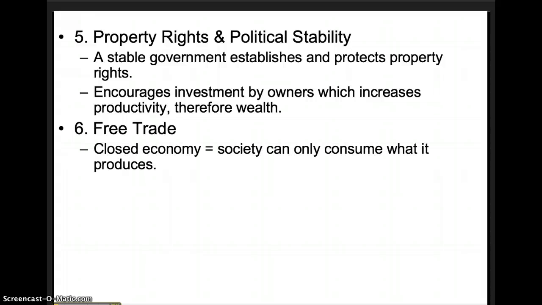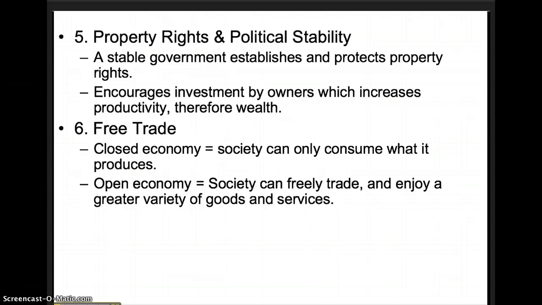A closed economy is one that does not trade with others. Therefore, the society can only consume what it produces. An open economy is an economy that freely trades with other economies without government restrictions in the form of tariffs or quotas. When economies trade, each economy can focus on producing goods and services for which they have the comparative advantage in, and enjoy a greater variety of goods and services.